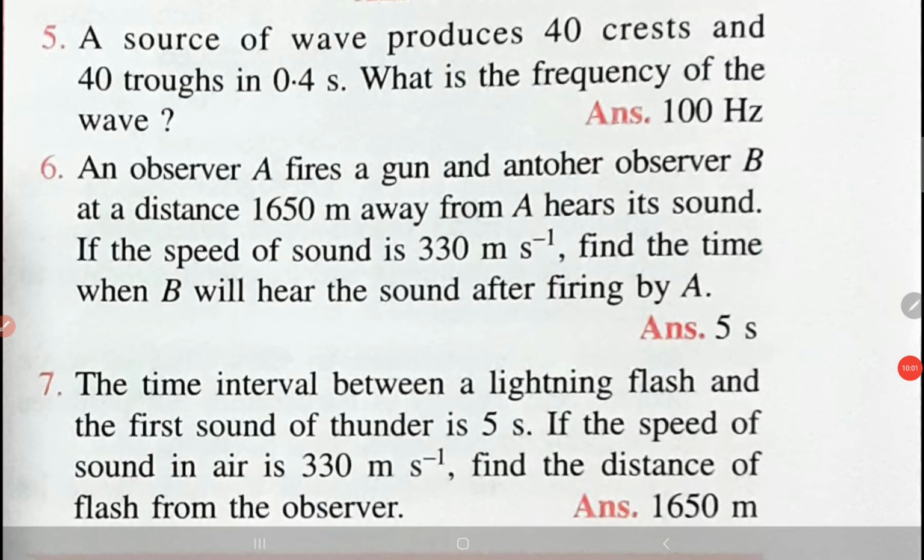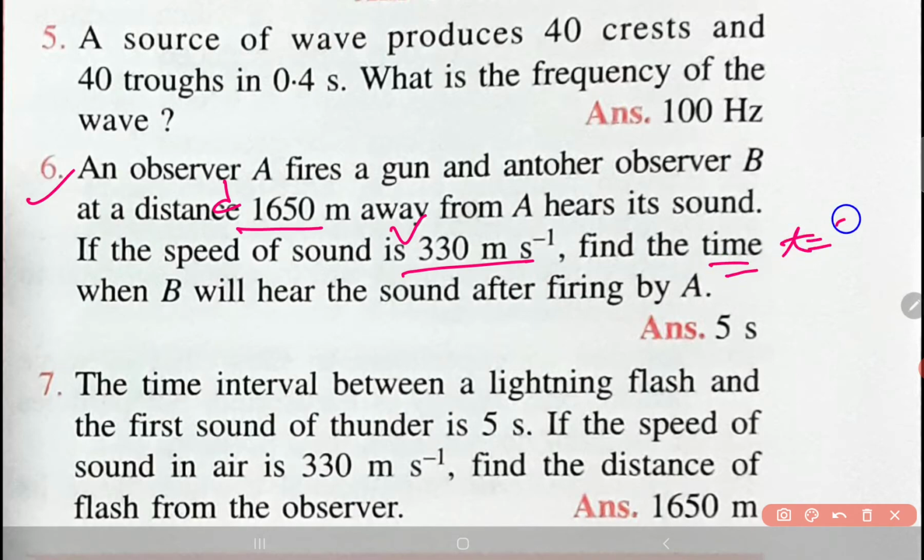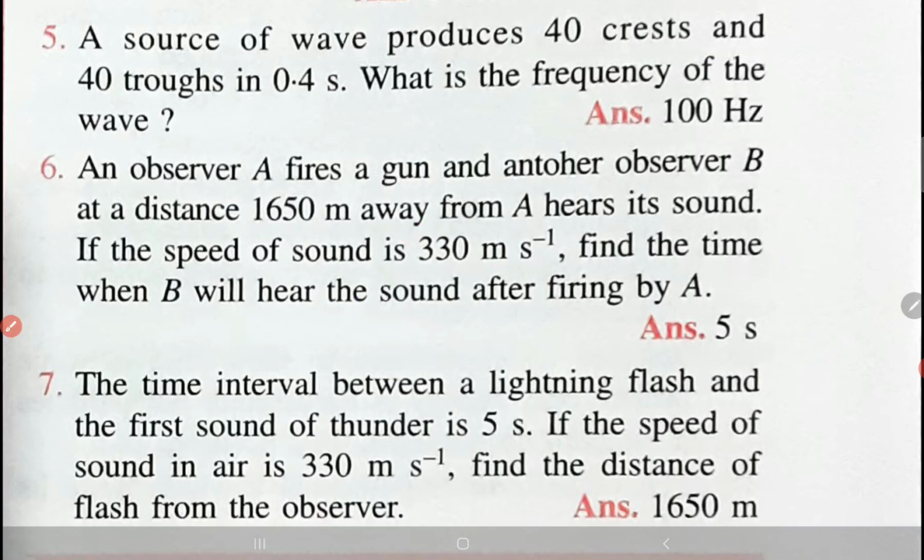So coming to the next question, number 6. An observer A fires a gun and another observer B, at a distance of 1650 meter away from A, hears its sound. If the speed of sound is 330 meter per second, v is given 330 meter per second, find the time when B will hear the sound after firing by A. So we are supposed to find the time. So time here is question mark. So simply we can use v equals d upon t as the formula. V is also given, d is also given, but we are supposed to find the time. So let us go to its solution.